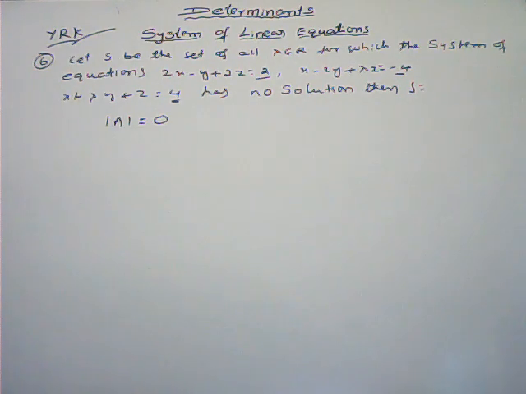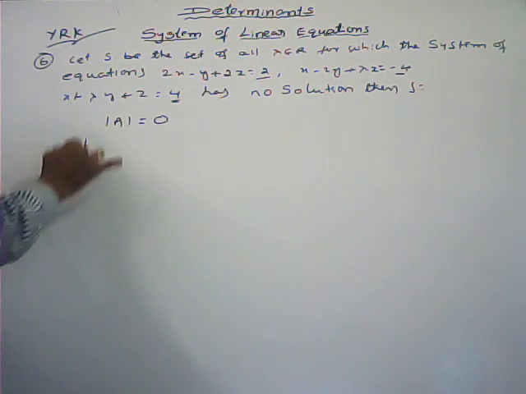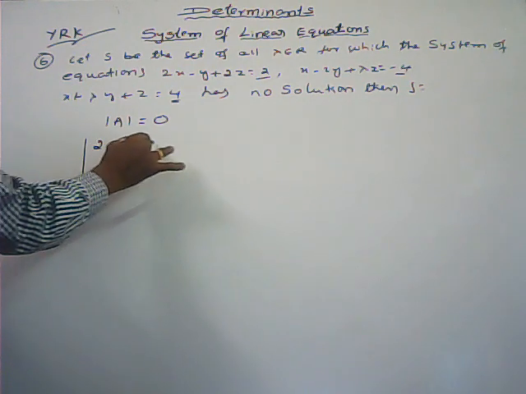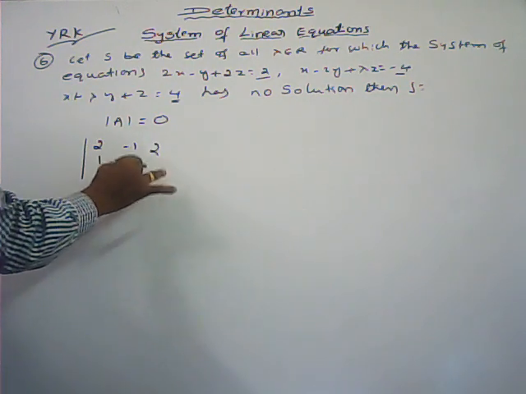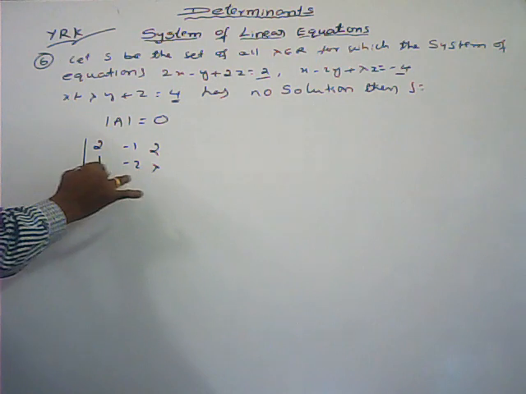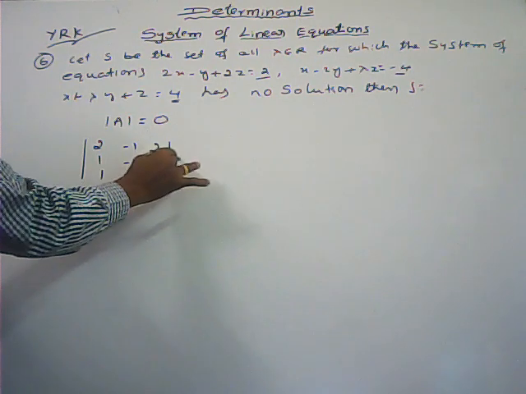Directly we can do it instead of that one. That method also we can follow. But here we can simply solve this type of problem: det A, the determinant of the matrix with rows 2, minus 1, 2; 1, minus 2, lambda; 1, lambda, 1, is equal to 0.